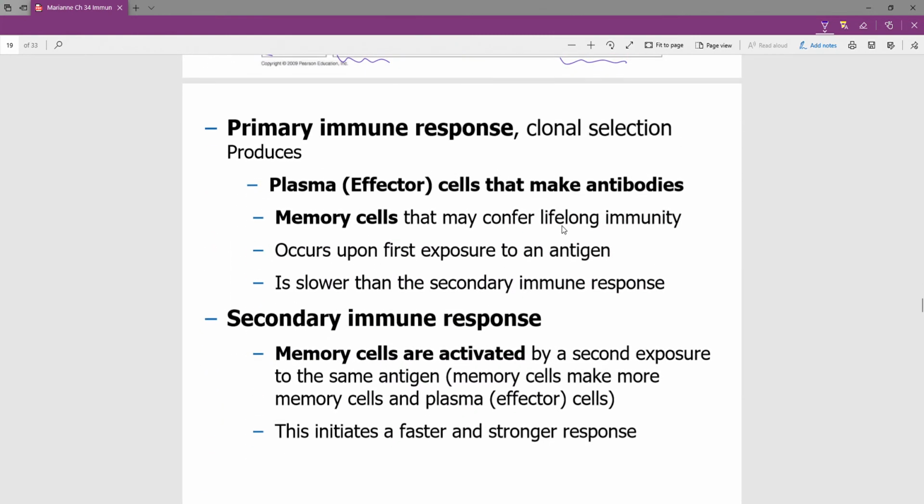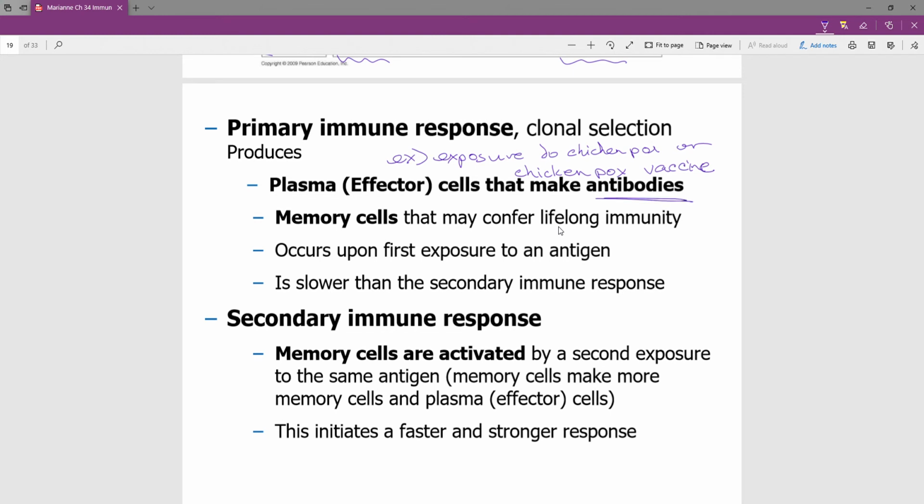So we have the primary immune response, and I said it makes plasma cells or effector cells that make the antibodies, or the memory cells. It's slower than the secondary immune response, and the example of this is exposure to chickenpox or the chickenpox vaccine. Like I said, both of those are active immunity. If you were just to get antibodies pumped into you, that's passive immunity.